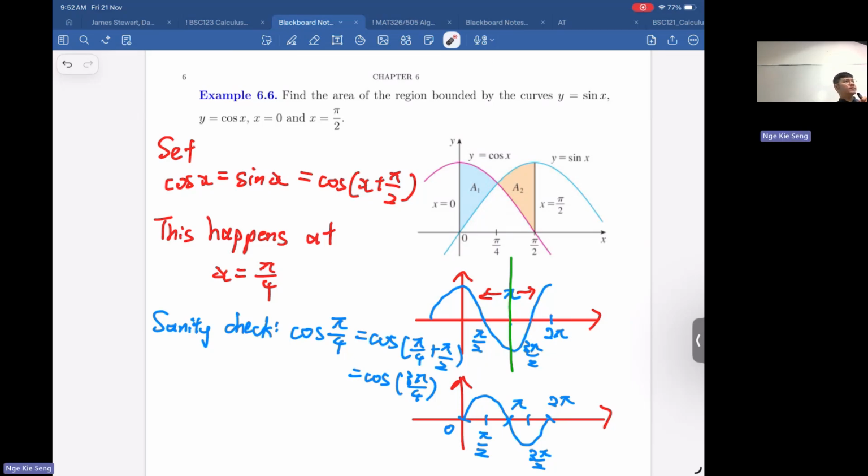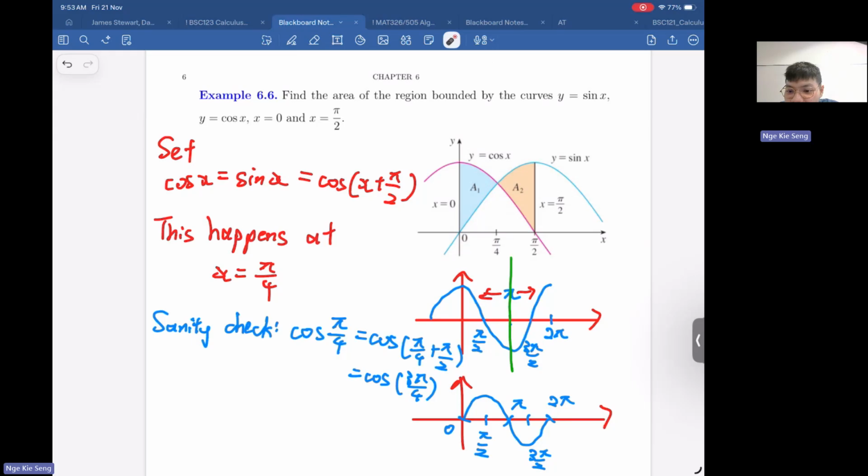Yes? Is it the same value? So we can just integrate one side and multiply by two. Oh, you mean is this symmetric? Yeah, symmetric about π/4. How do you show that? Because, let me think. So if you really want to do that, wait, is it true or not?